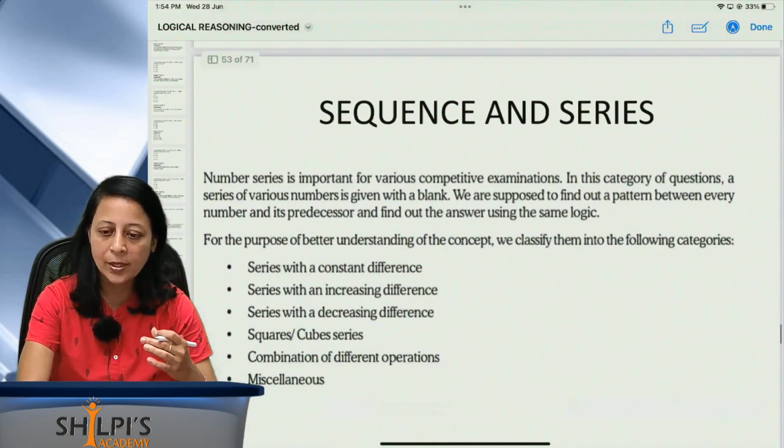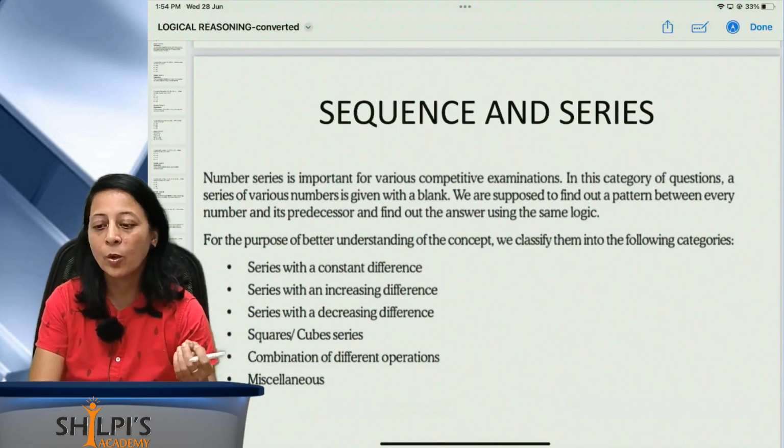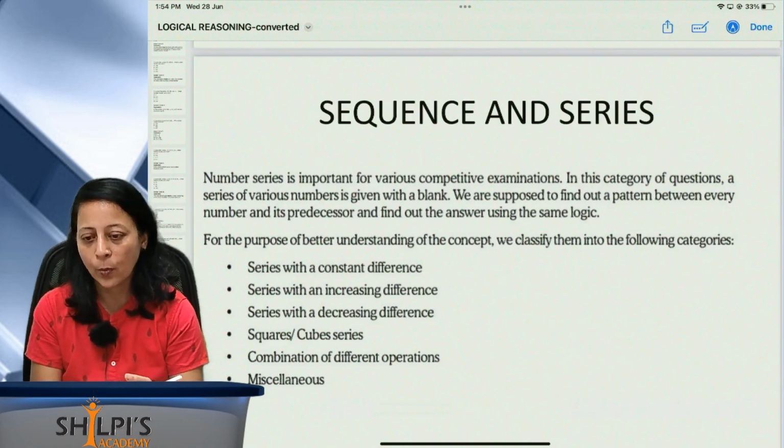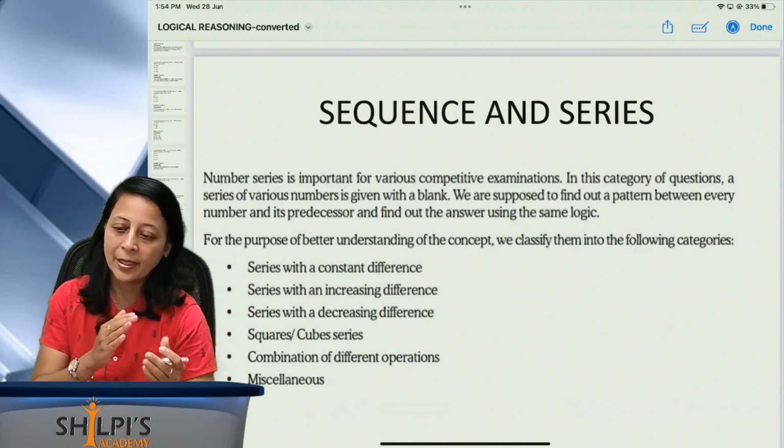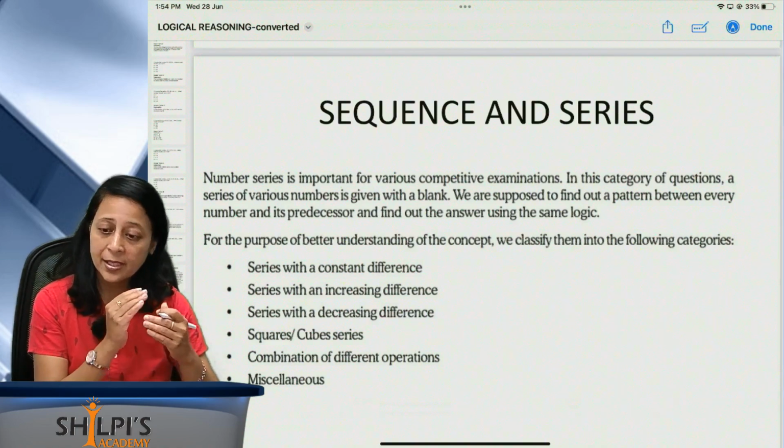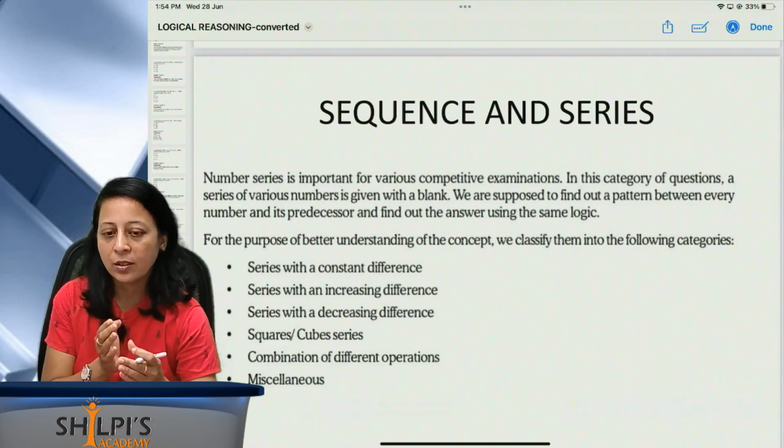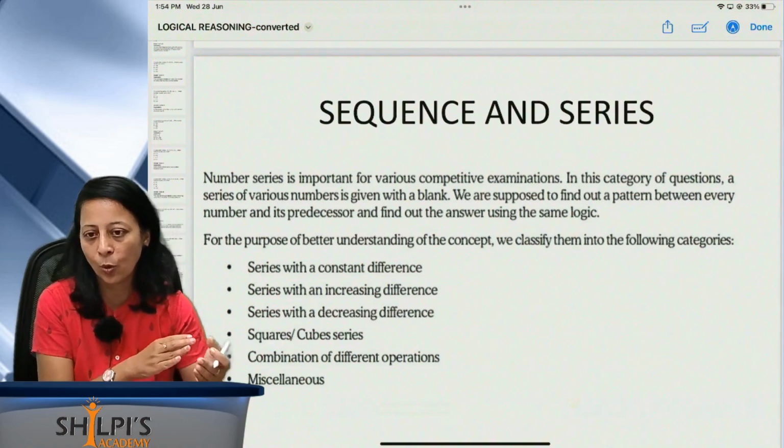Next one is sequence and series. This has something to do with what we read earlier in your sequence, right? We saw what will be the next number, what could be the next digit, something like that. So it has something relevant to go along with this.